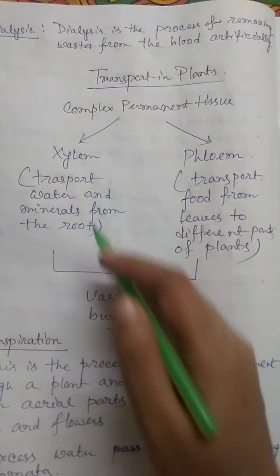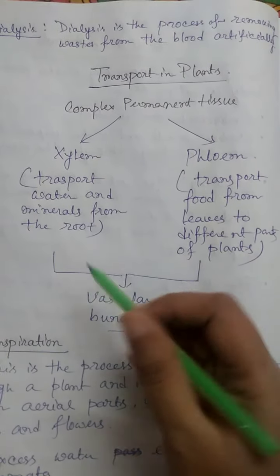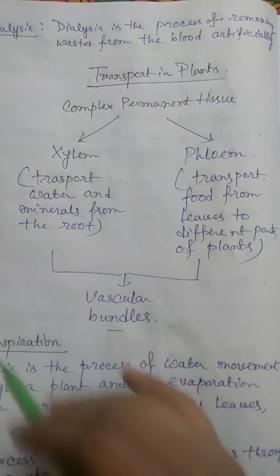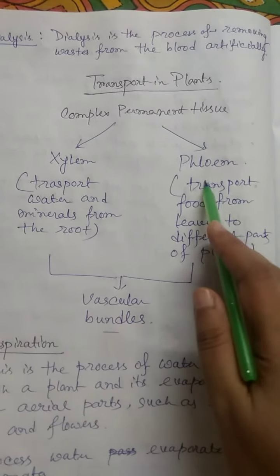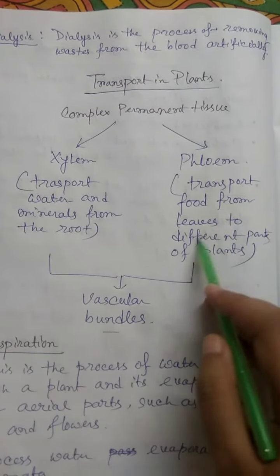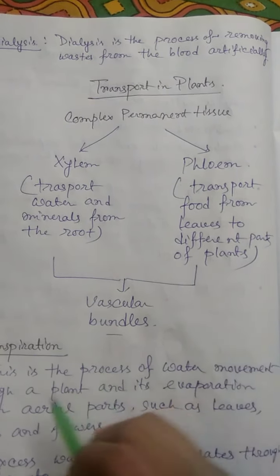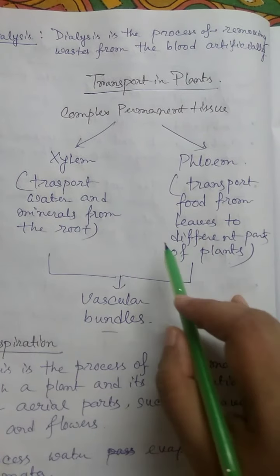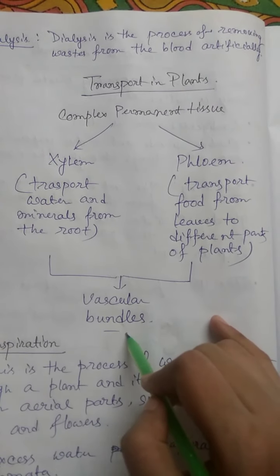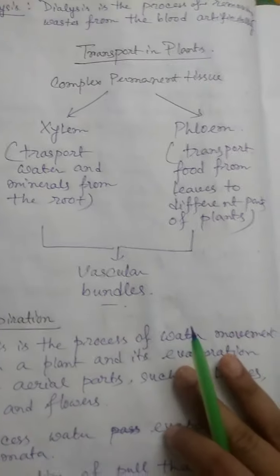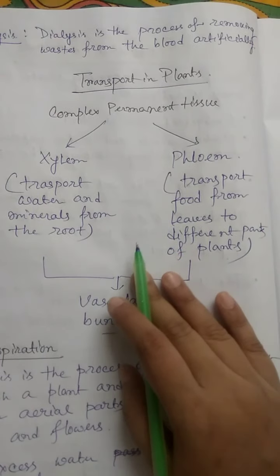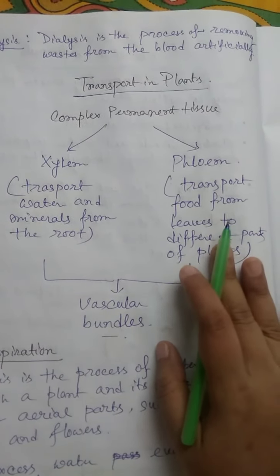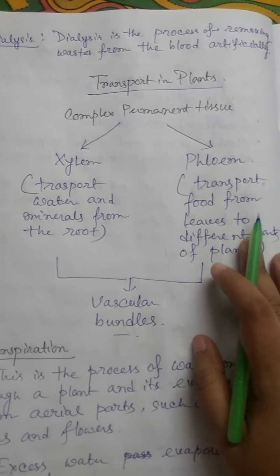Now xylem works as what? They transport water and minerals from the root. And the other one is the phloem, which transports food from the leaves to the different parts of the plants. These two complex tissues are collectively known as vascular bundles. So these tissues are important for the transportation of water and food in the plants.